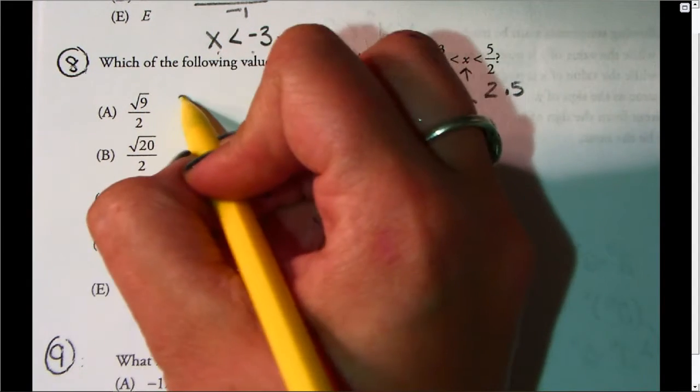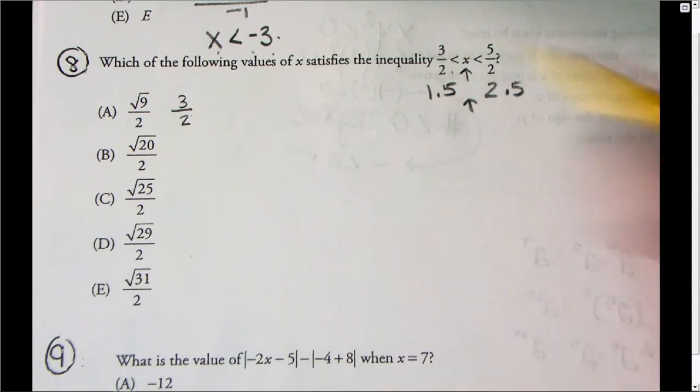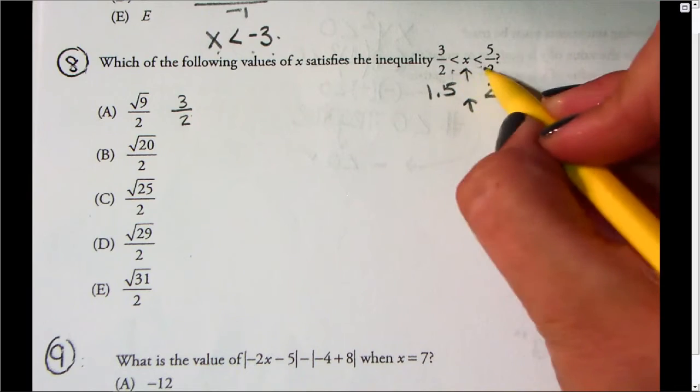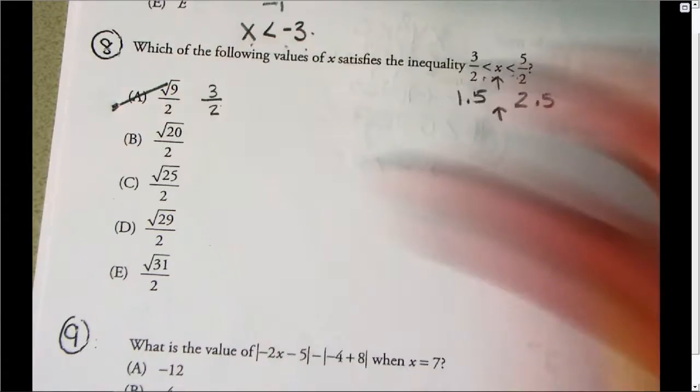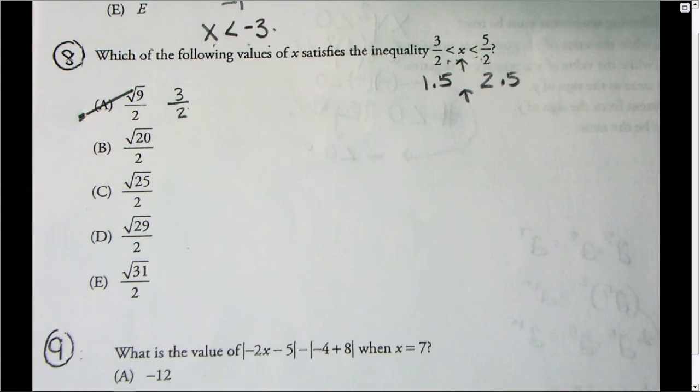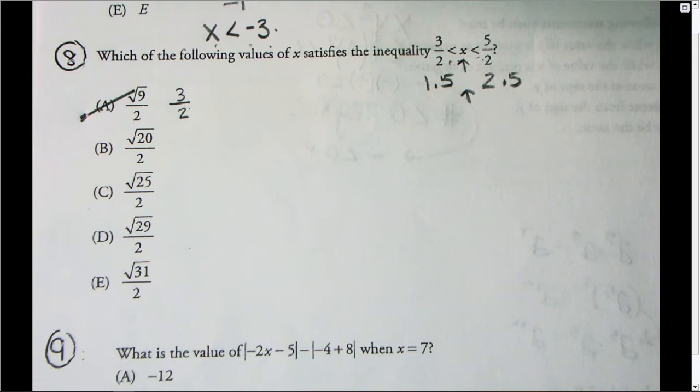The square root of 9 is 3. Well, 3 halves is equal to 3 halves. I need one between because there's no equal sign. This is out. Now, one thing I want to make sure that we know, you can totally type that into your calculator.